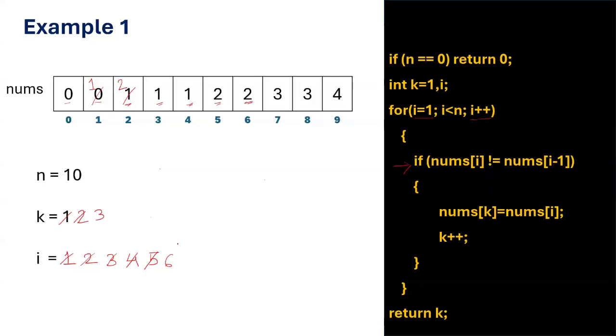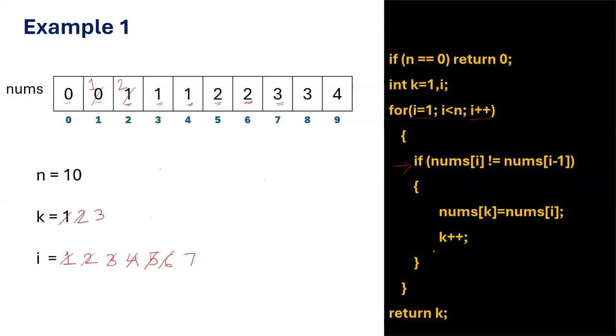Again increase I by 1. So new value of I is 7. 7 is again less than 10. I less than n. This condition true. Again if condition will be executed. So nums I and I minus 1. I is 7. Seventh position number is 3. So comparison between 3 and the previous element 2. Not equal. This condition is true.